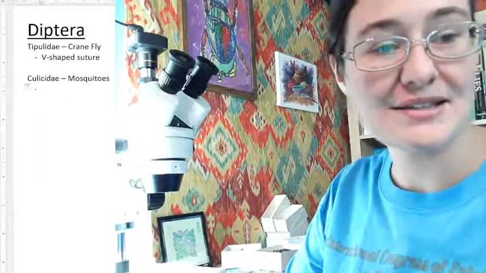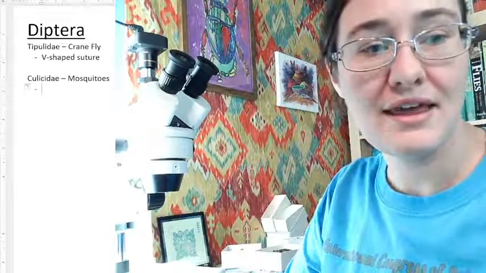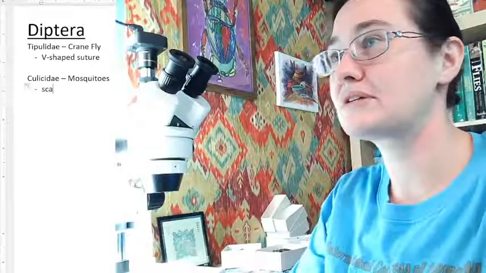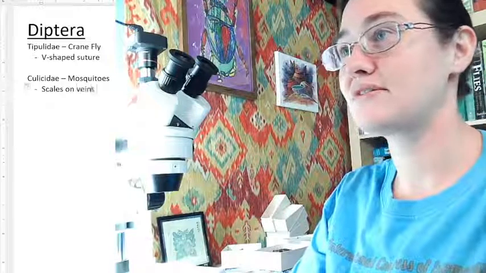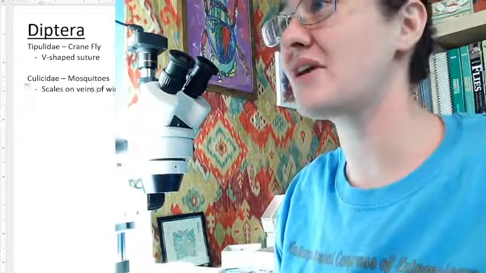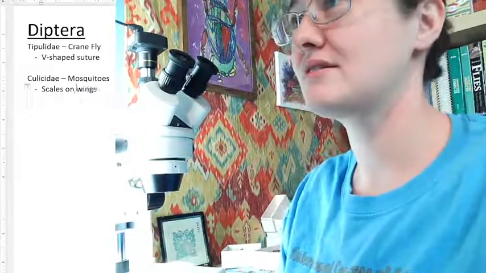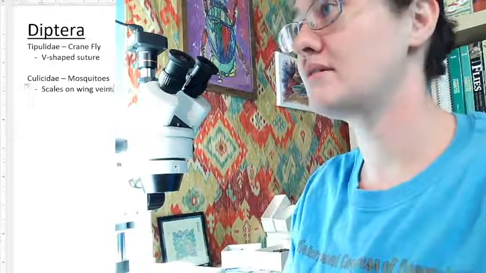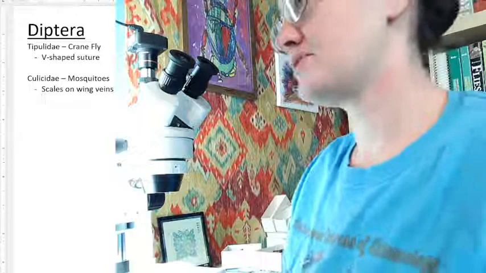And that is that mosquitoes have, I guess they call them scales. They've got these scales on their wing veins. So let's check that out.